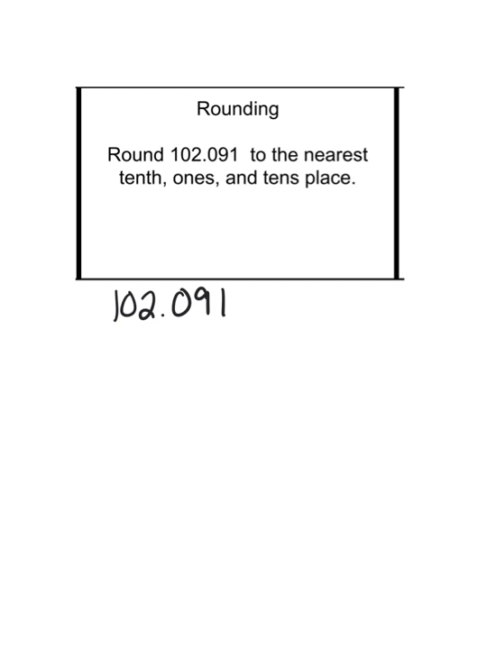Make sure that you can identify the place value position of each digit. The 0 is in the tenths place. The 9 is in the hundredths place. And the 1 is in the thousandths place. So we're going to round 102 and 91 thousandths to the nearest tenth.